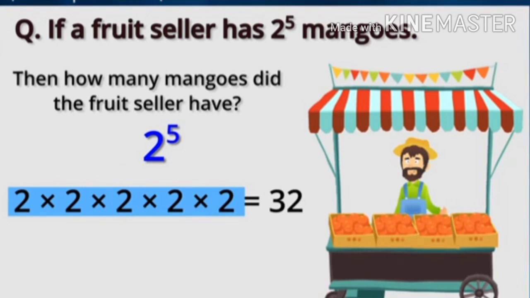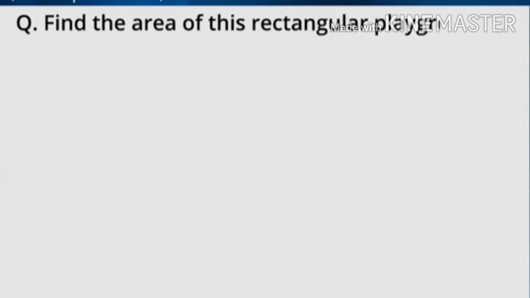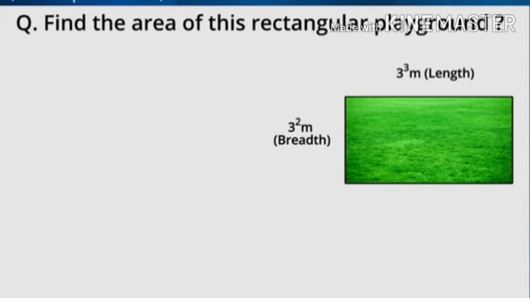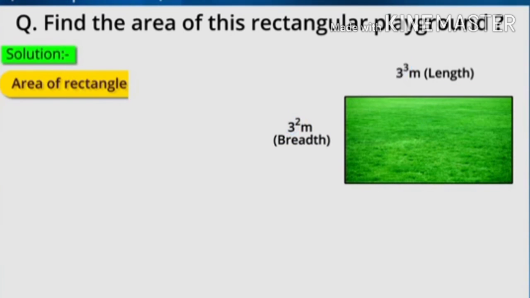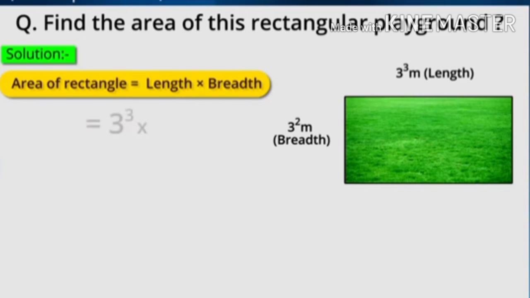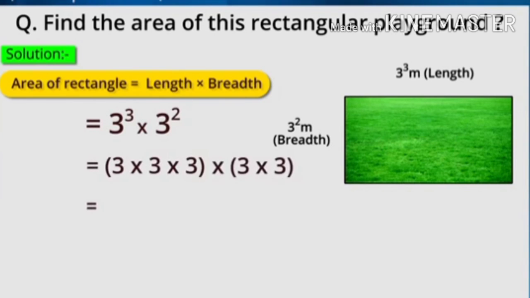Okay, now let's have a look at this question. Find the area of this rectangular playground. Now, here length is given as 3 raised to the power 3 meter and breadth as 3 raised to the power 2 meter. Well, we can see here that the length and breadth are given in exponent form. So, what will be the area of this playground? Length into breadth, right? So, 243 meters square.